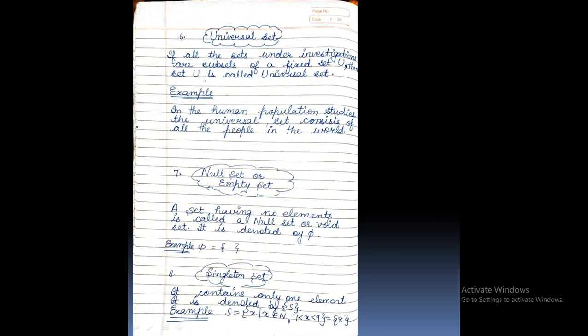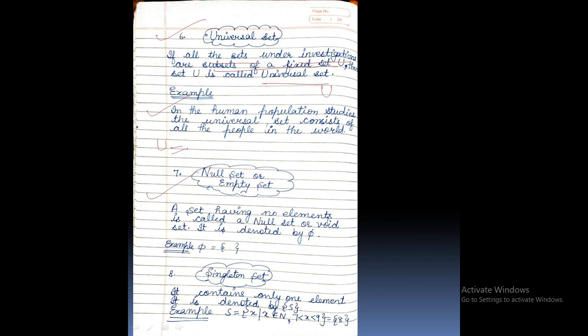Now next point is universal set. What is a universal set? If all the sets under investigation are subsets of a fixed set, that is known as U, then set U is called universal set. For example, in human population studies, the universal set consists of all the people in the world. All the people in the world, that is equal to universal set.